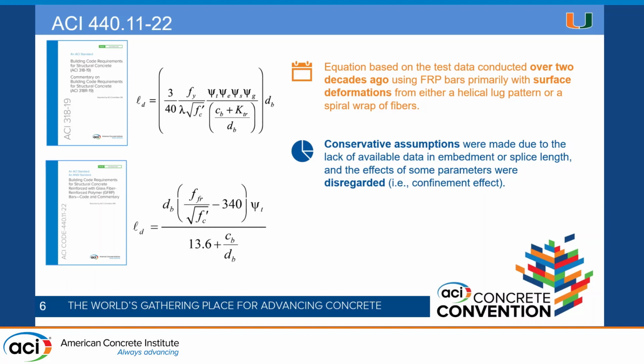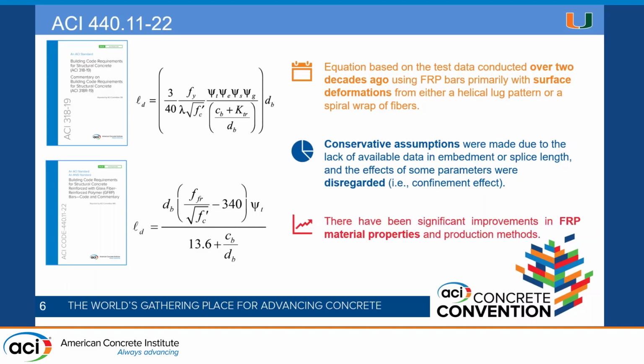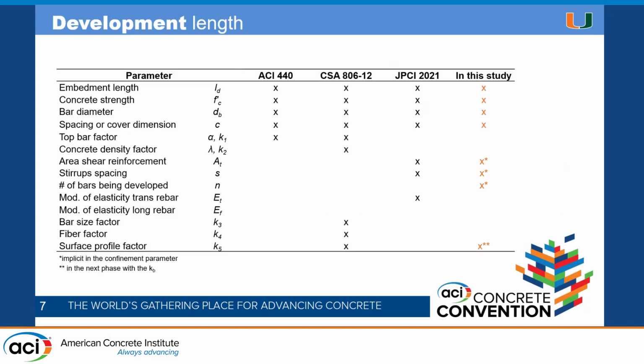Some parameters were disregarded. In the equation for GFRP, we don't consider the confinement effect of the stirrups. Some authors have conducted some research, but with steel stirrups. But of course, the ACI 440 code only allows the use of GFRP stirrups. And there have been significant improvements in FRP materials. We're now talking about the second generation of GFRP rebars, so different modulus of elasticity, different ultimate strength.